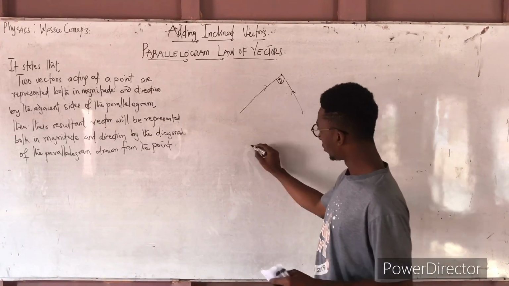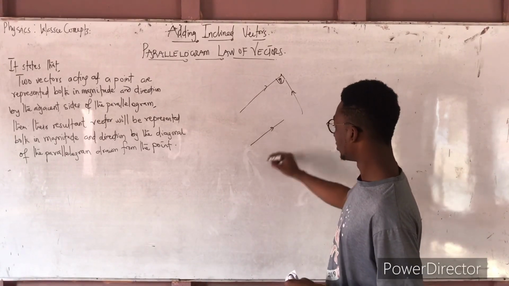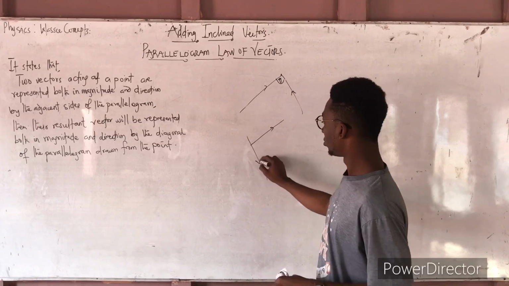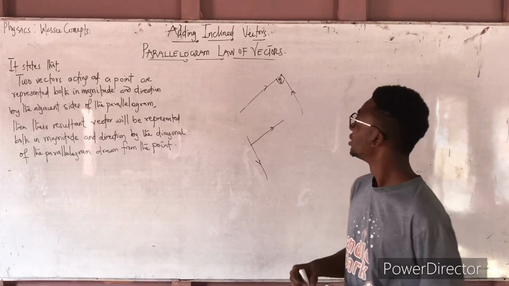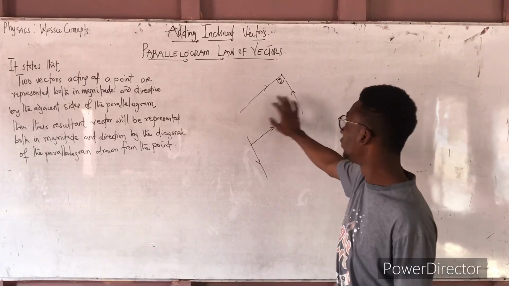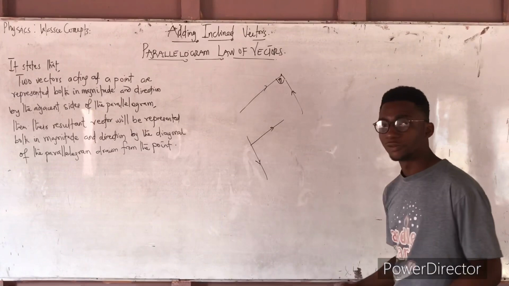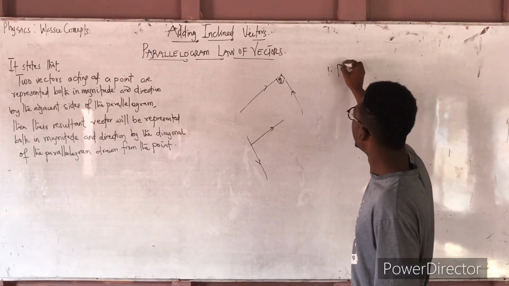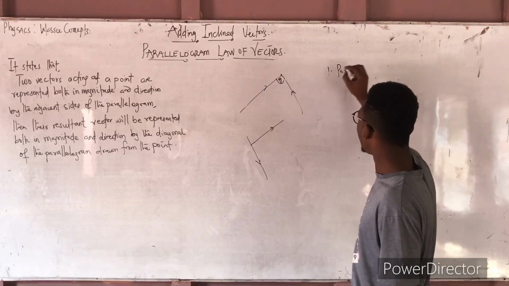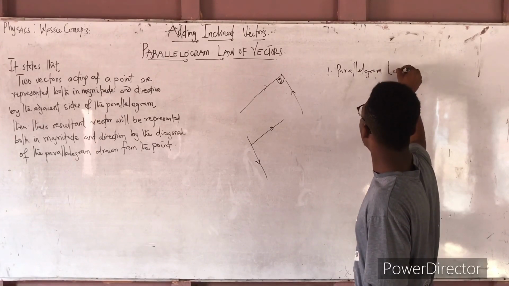If you have two vectors that are inclined, how do you add them? Now, there are many ways of doing that. One, we can use the parallelogram law of vectors.